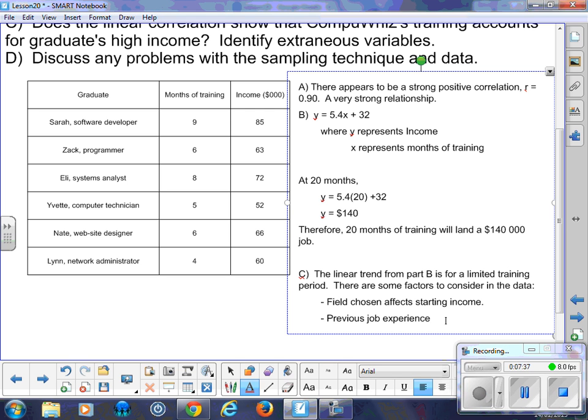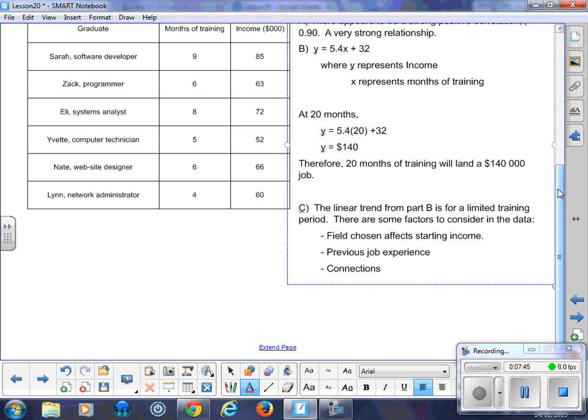We may also want to consider connections. So are these individuals going back to work for family, perhaps? Or are they sent there by their company? If Sarah had this program, the 9-month program, she would be a more valuable asset. So was she coming from a $75,000 job, a company sending her for the training, and so on and so forth? There's a whole bunch of other factors that play a role in here.